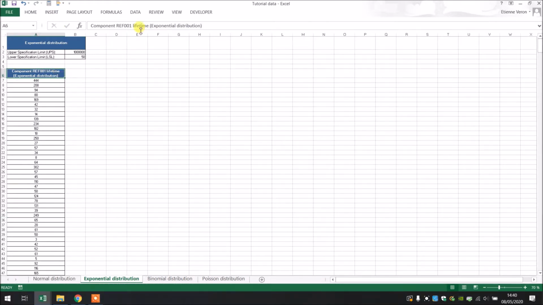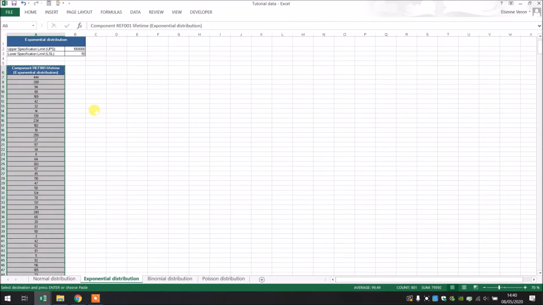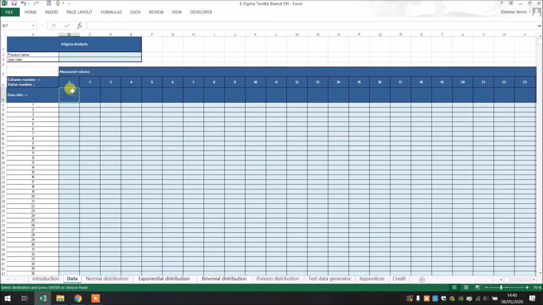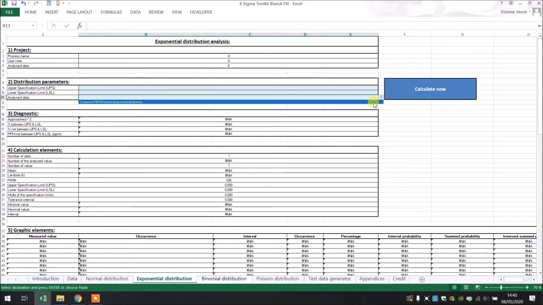So I want to study the lifetime of an electrical component with the reference 001, and we collected the data about the lifetime in months. So I'm just going to copy the data I want to study, and then I paste the values in the tool. After, I go to the distribution I want to study, so the exponential distribution, and I input the data I want to analyze.